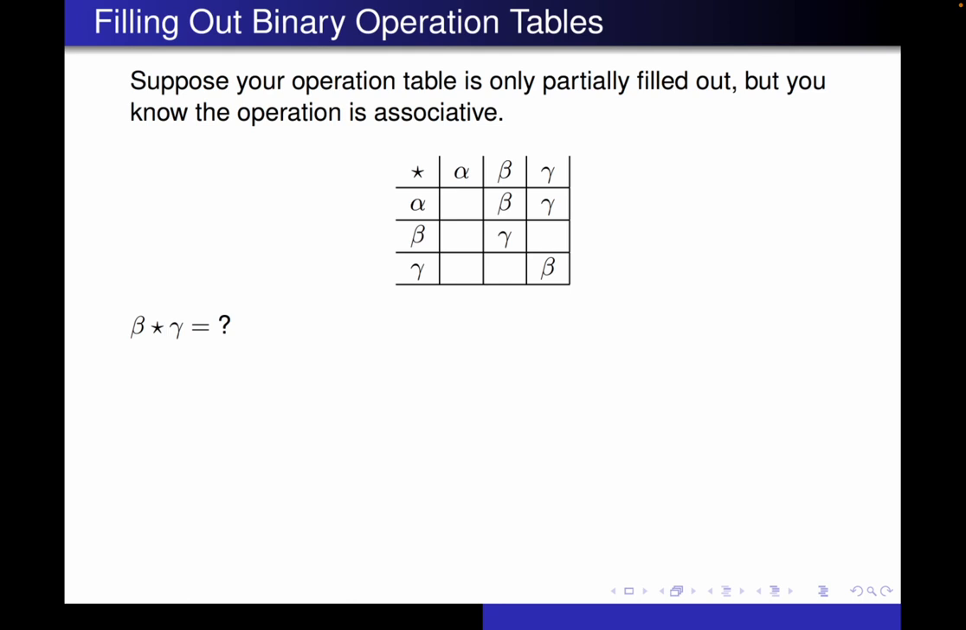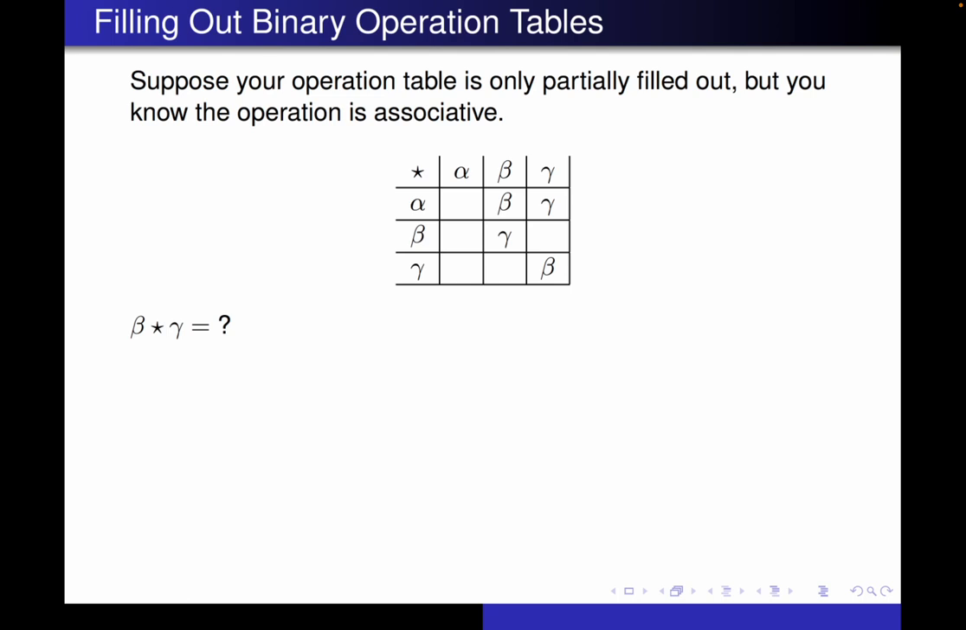Now for beta star gamma, I'm going to use a slightly different strategy. Instead of trying to affirmatively show what it is equal to, what I'm going to do is try to eliminate as many possibilities as possible, see if I can narrow it down to one or at least just a few.